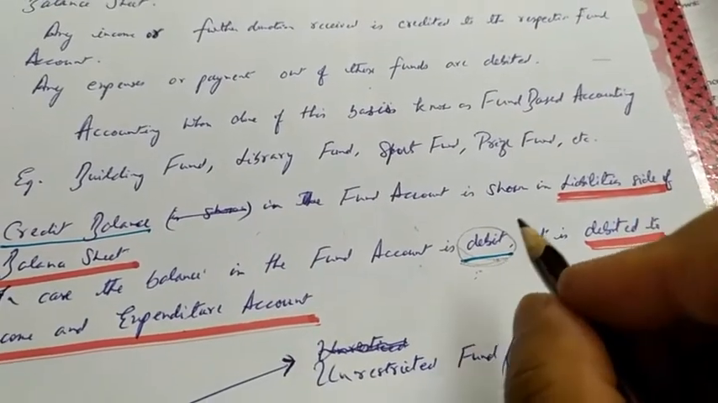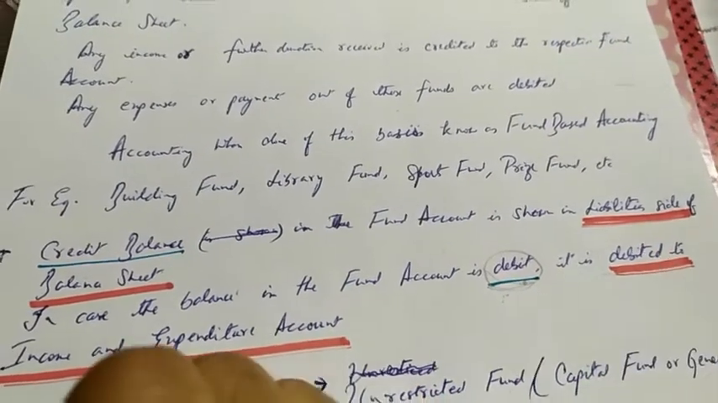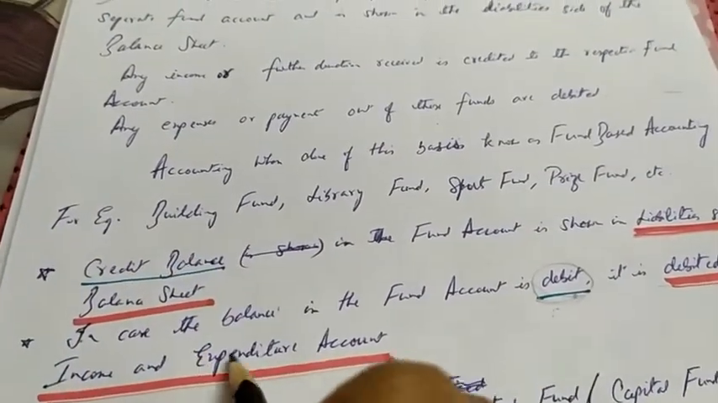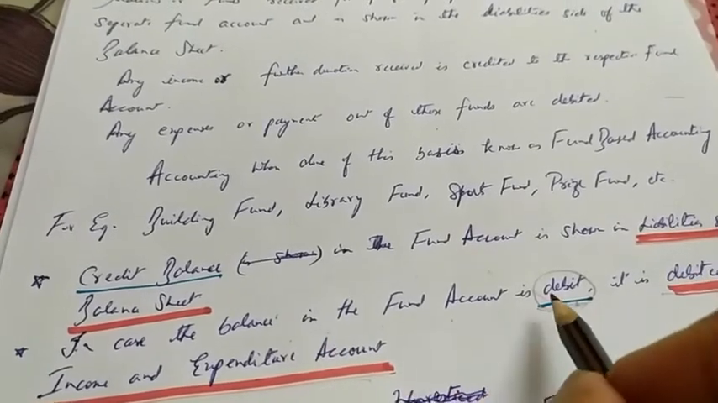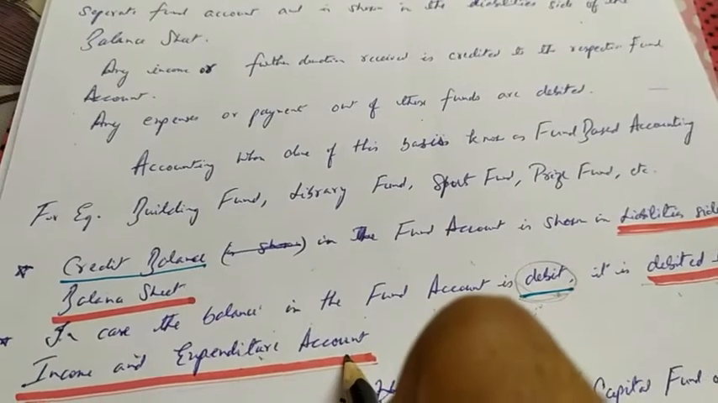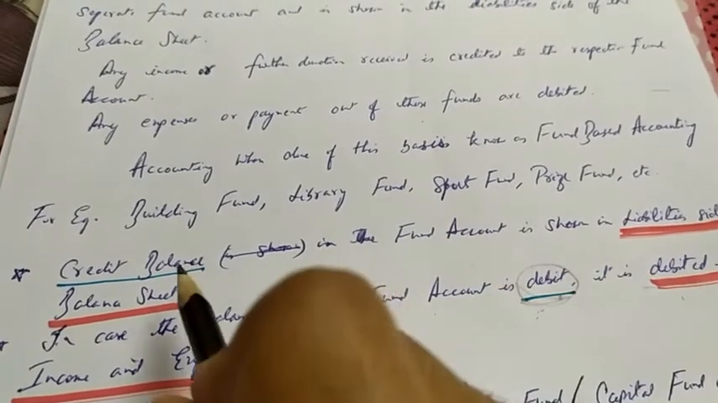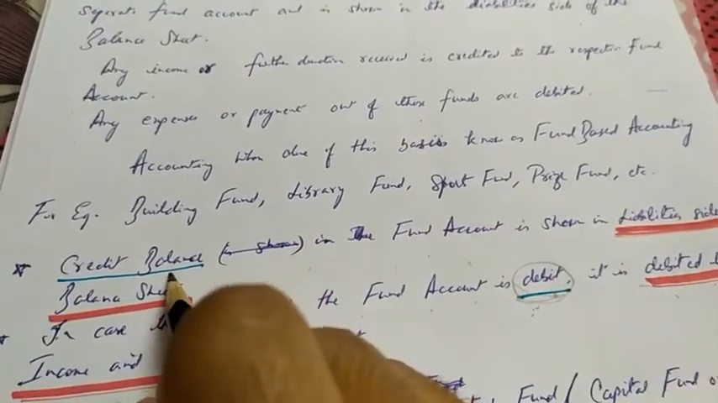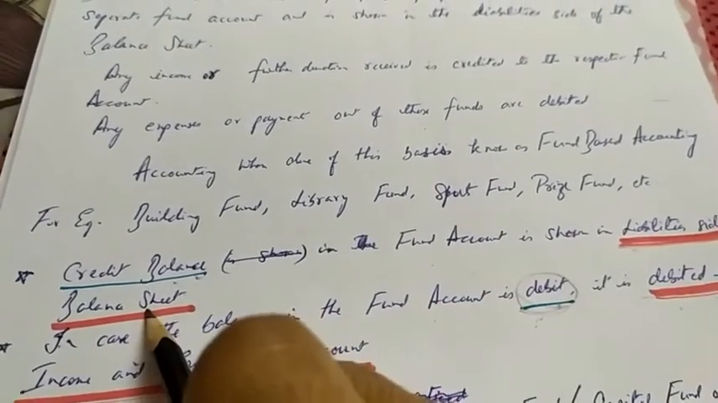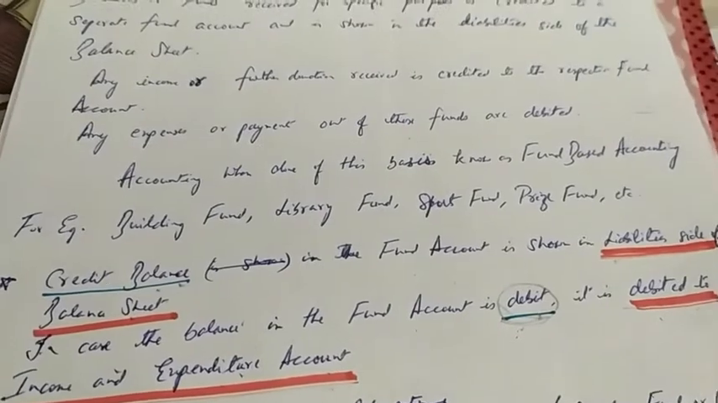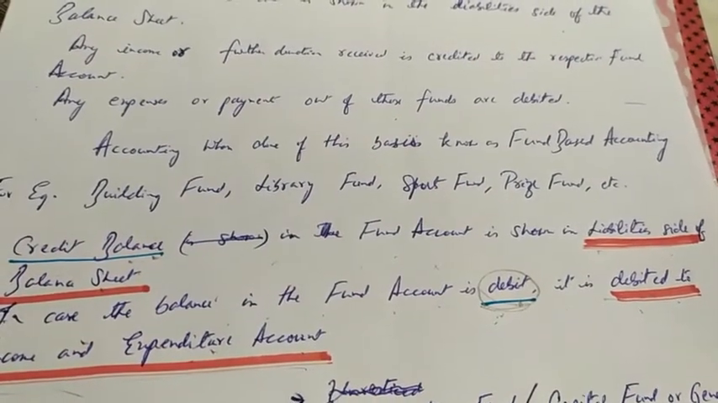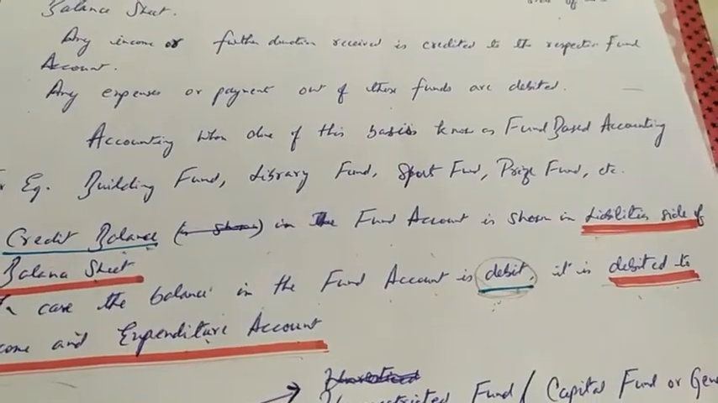In such a case, that amount is to be debited to the income and expenditure account. So this is a very special case. In case our balance in the fund account is coming as a debit balance, it has to be debited to income and expenditure account, not in the balance sheet. But in most cases, the fund account shows a credit balance which is taken in the liability side of the balance sheet. So let us see some examples and try to understand the accounting treatment of these items in a better way.